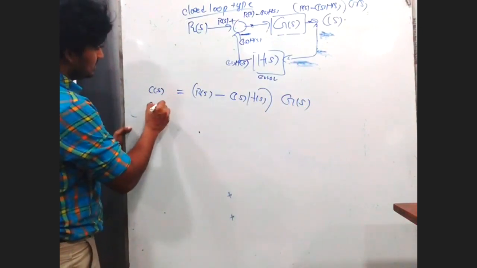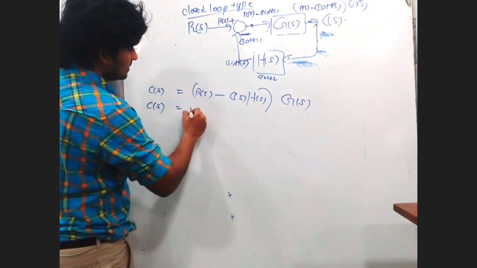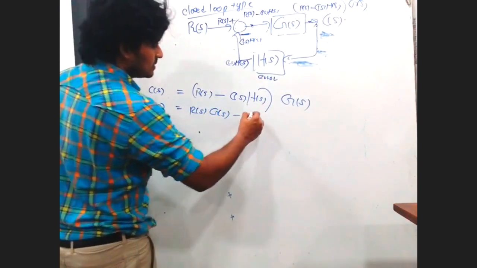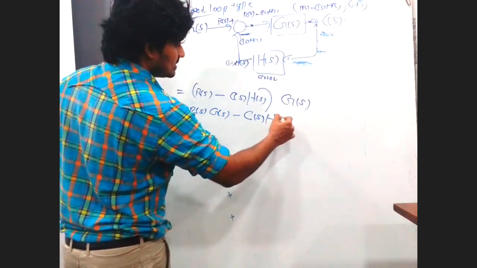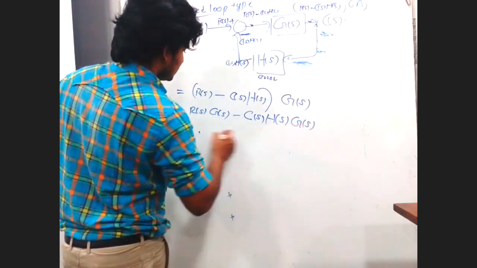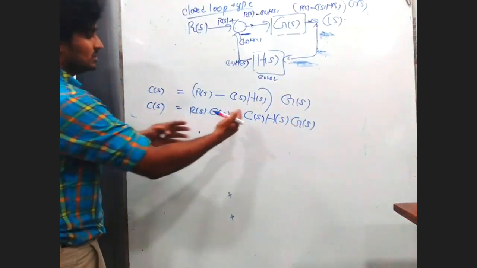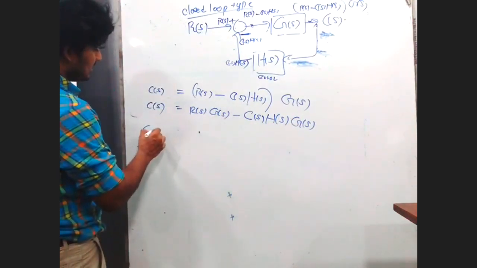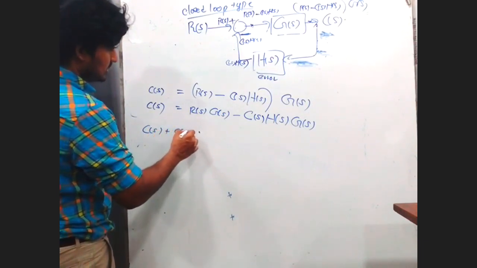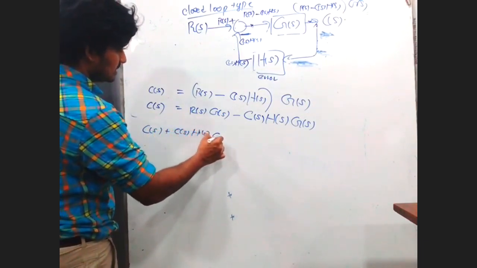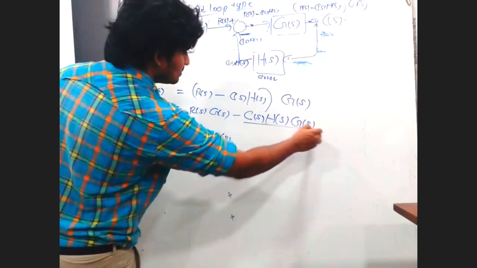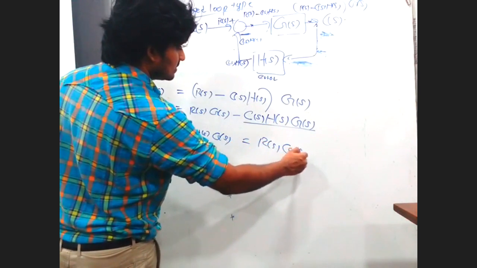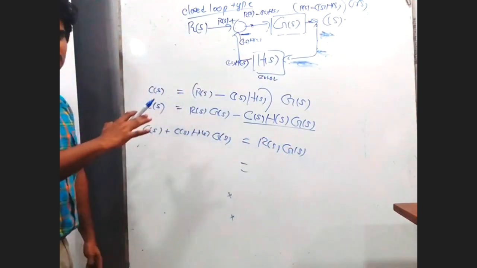So now let's expand this. Cs equals Rs times Gs minus Cs Hs Gs. Now we can take all the Cs parts to one side and keep Rs on the other. So it will be Cs plus Cs Hs Gs, and that is equal to Rs Gs.